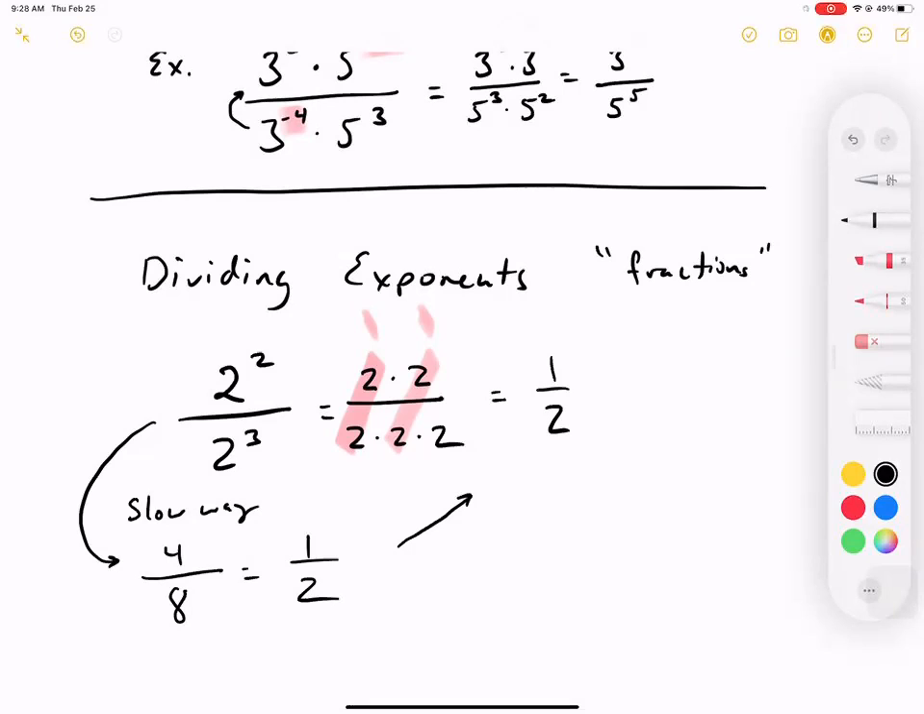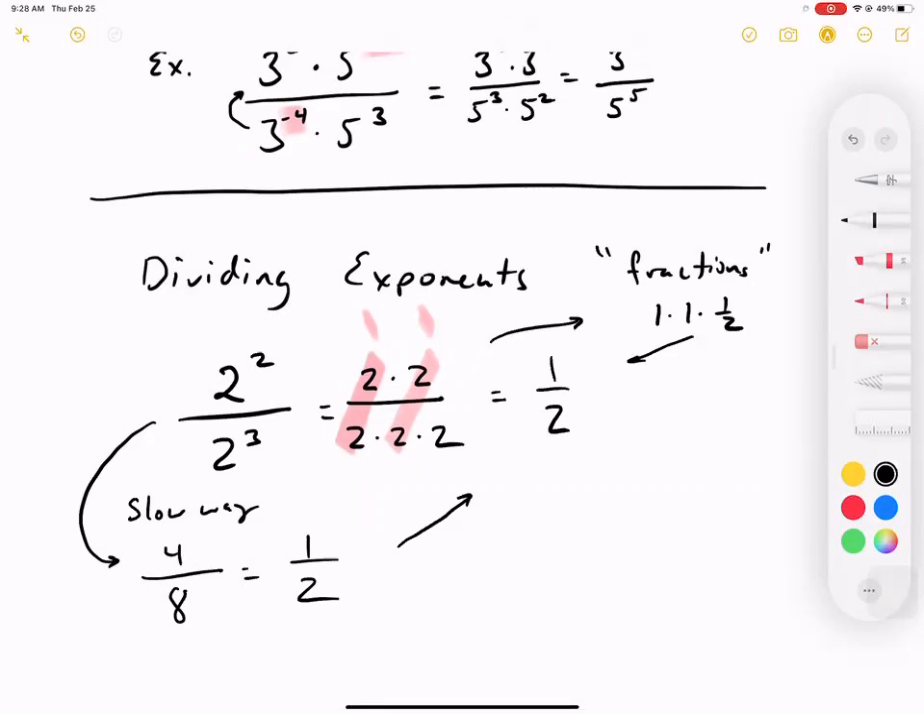Okay, so this is our classic way of doing it. We just start canceling out the 2's because 2 divided by 2 doesn't become 0, it becomes 1. So we're left with a bunch of 1's. This is really becoming 1 times 1 times 1/2, which is really just 1/2. So when you're dividing the same number, when it comes to exponents, we're just canceling out numbers.